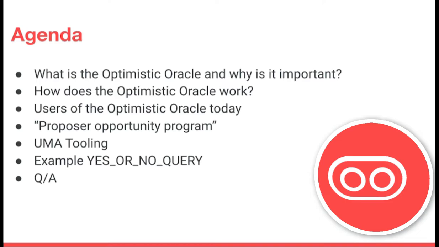And then more of the meat of the presentation will be who uses the optimistic Oracle today? What are some ongoing integrations that are currently receiving data from the optimistic Oracle? And related to that, how can the community start being involved in actually securing the optimistic Oracle and participating in the ecosystem, and even potentially earning some extra financial incentive by participating? So I'm calling that, in quotes, proposer opportunity program, where people could actively participate in the optimistic Oracle system today. So we'll walk through what that looks like.